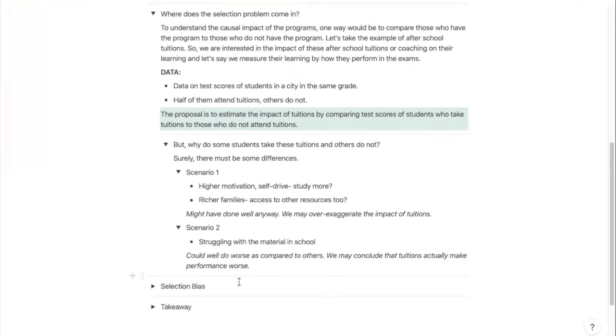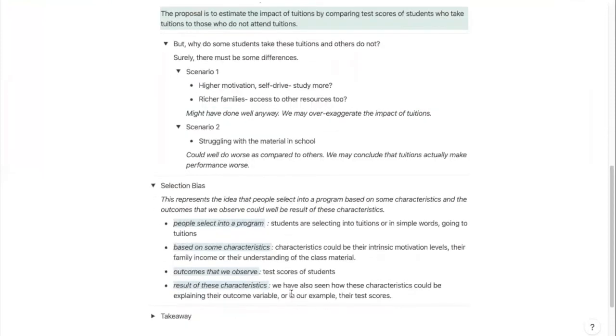So both these issues are actually arising due to this problem called selection bias. This represents the idea that people select into a program based on certain characteristics, and the outcomes that we observe could actually well be a result of these characteristics. Let's break this down a bit.